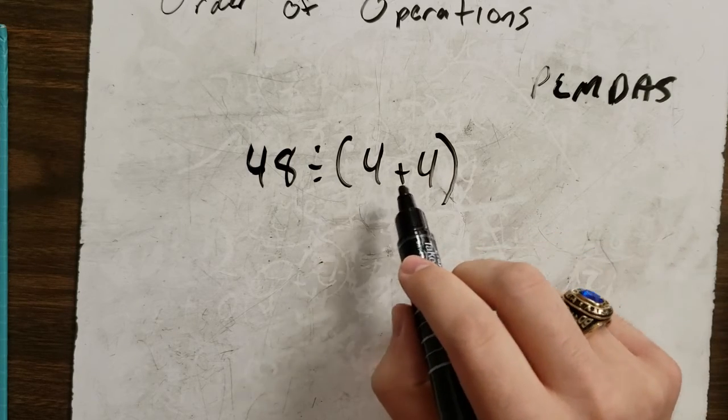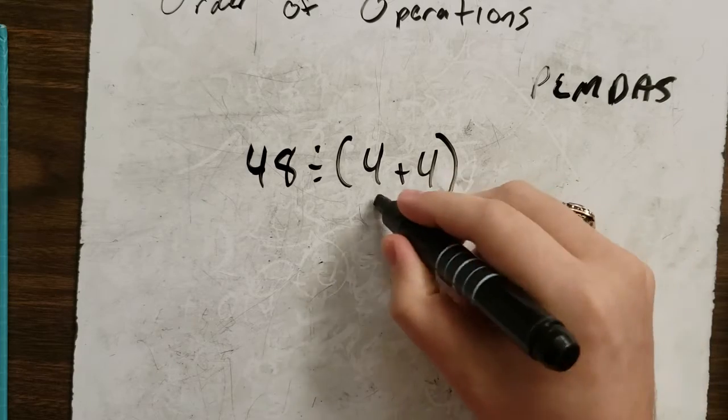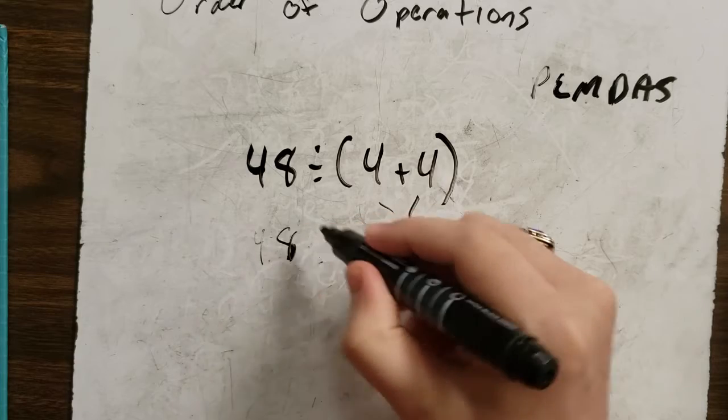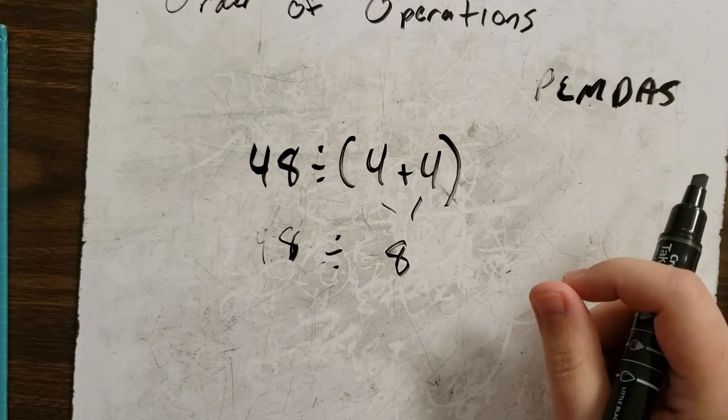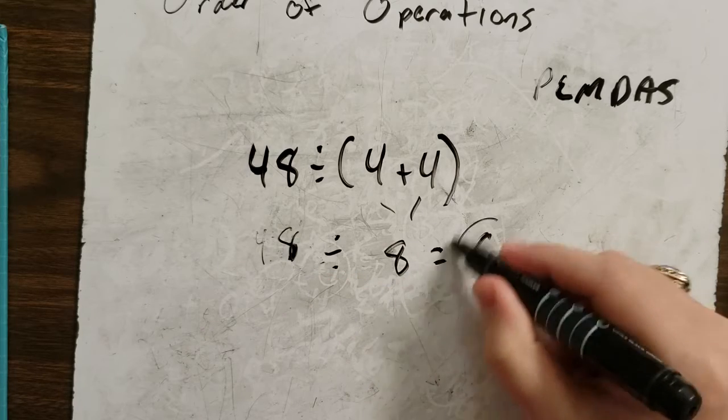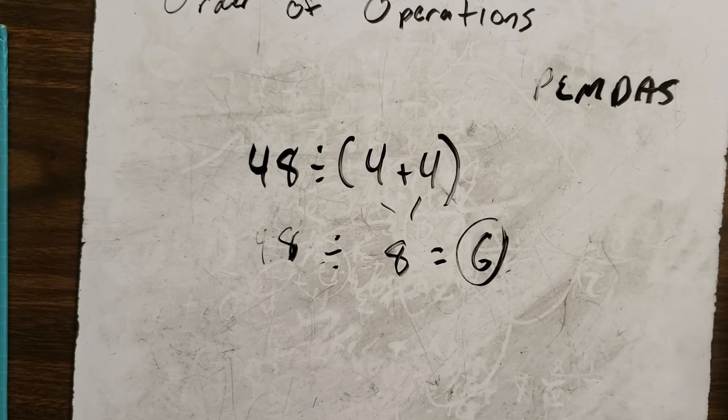So we see that it's 4 plus 4. We do that first, so 4 plus 4 we know is 8. We bring down our 48 and our division sign, and we finish the problem. 48 divided by 8 equals 6. Easy peasy.